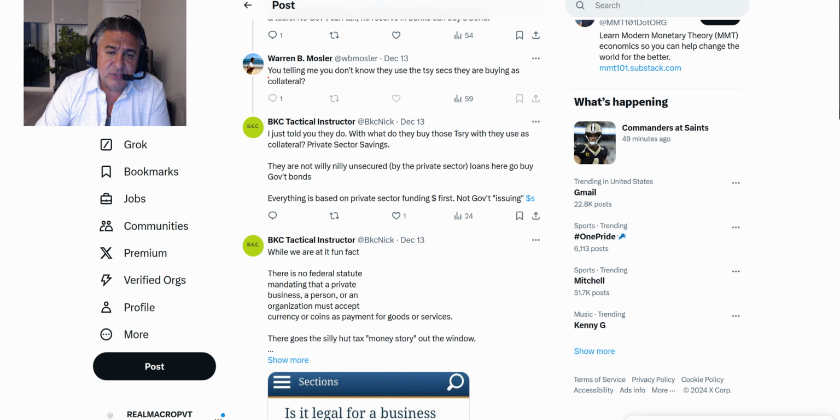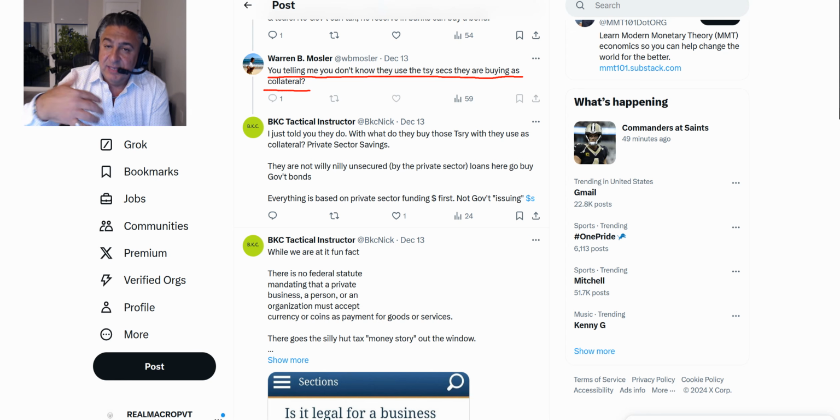And then he responds, you're telling me you don't know they use treasury securities they are buying as collateral? Well, how do you buy treasury securities? That's right. You need private sector savings reserves to buy them. So if they don't have it in liquid form, in reserves, they can put up those treasuries as collateral, like I said before, and then you can get the reserves to go buy the new bonds. Okay? That's what I said. And now he's playing stupid.